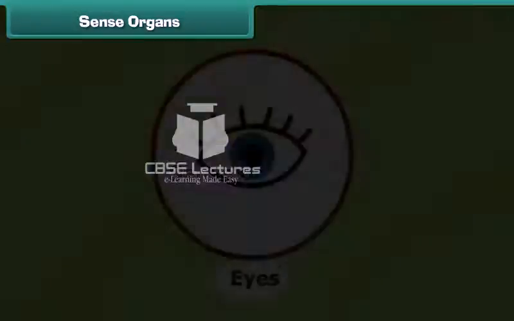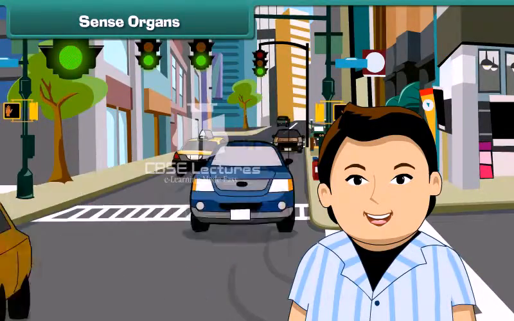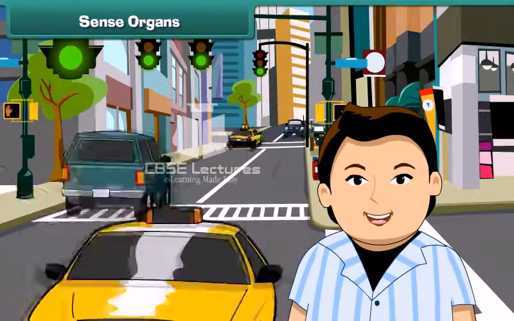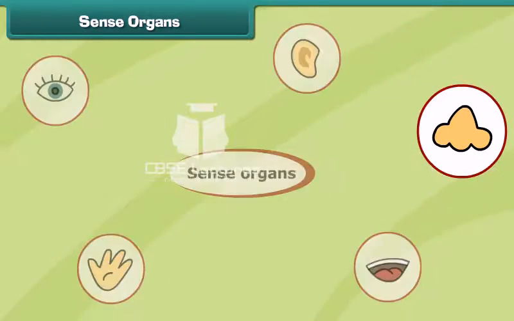Now let's know about ears. We have 2 ears, one on each side of our face. The ears help us to hear sounds in our surroundings. Friends, let's move on to the next sense organ.